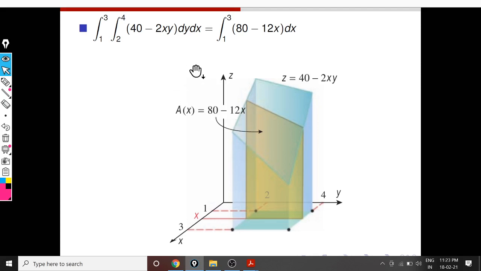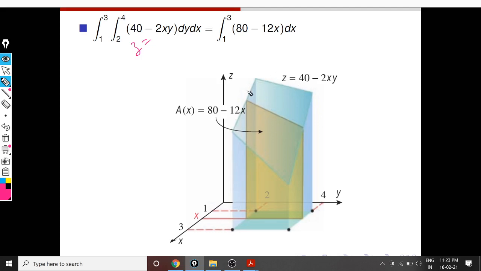Okay, first we analyze our first example. So we consider the solid bounded by z equals 40 minus 2xy. z equals 40 minus 2xy is a plane like this. It's a slanted thing.